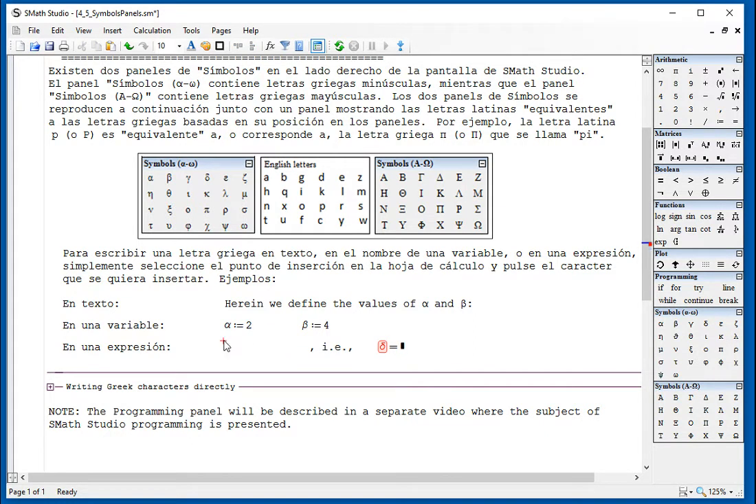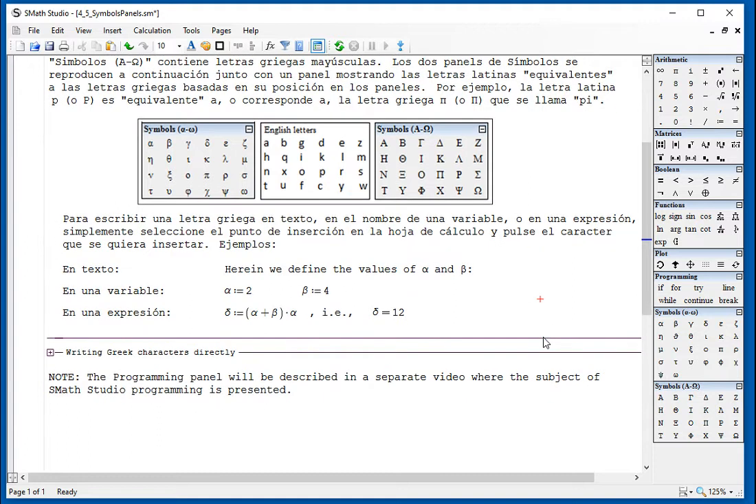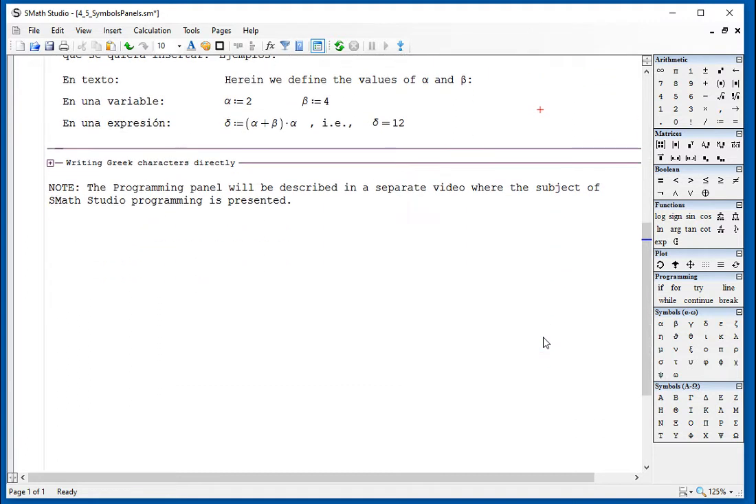And so then I enter this equation. I'm going to enter it for you here. And go like delta, colon equal, alpha, alpha plus beta, say multiplied by alpha. And so that calculates the value of delta that is presented here by typing delta equals. And so that's how simple that you can enter those values or those characters.